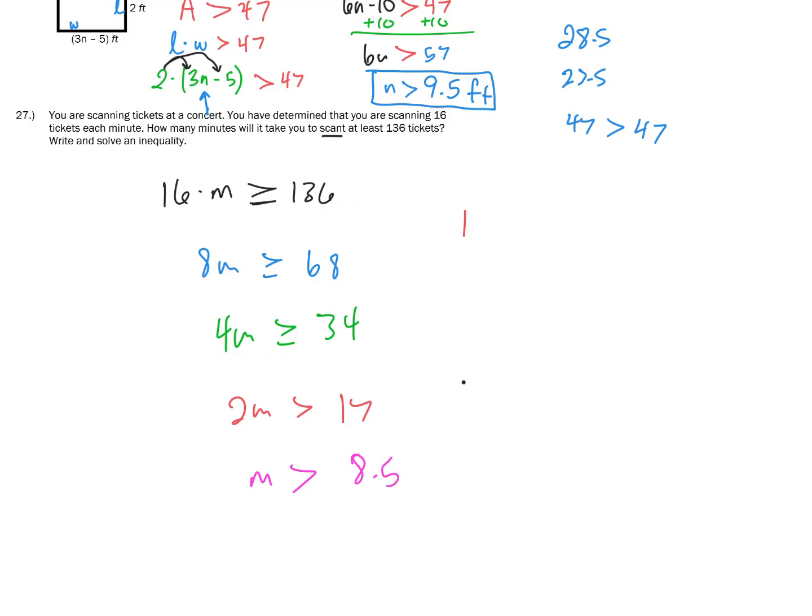8 and a half. So you would need to scan for at least 8.5 minutes to do this. So let's see, if you do 16 times 8.5, 5 times 6 is 30, that's 8. 8 times 6 is 48, there's a 4 there, 8, and that's 0, 6, 3, 1. So 136 is what you would get, but I dropped my equal to right here. So you're going to scan 136 tickets in 8.5 minutes.